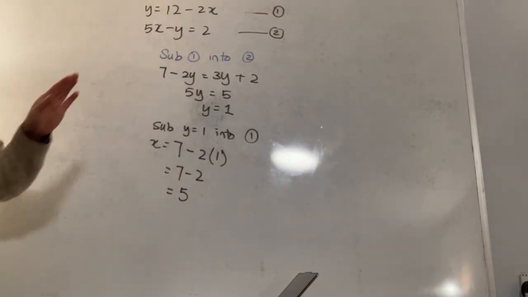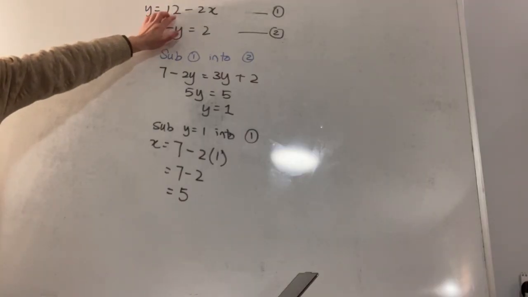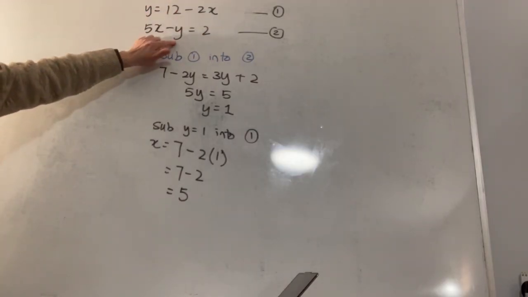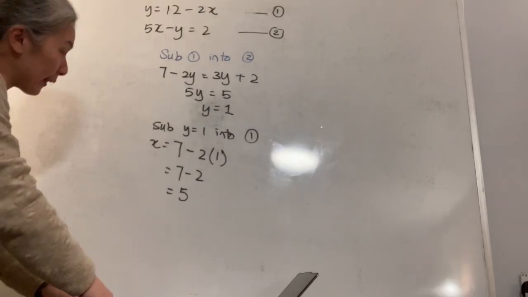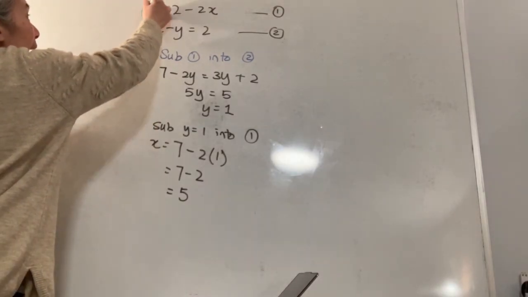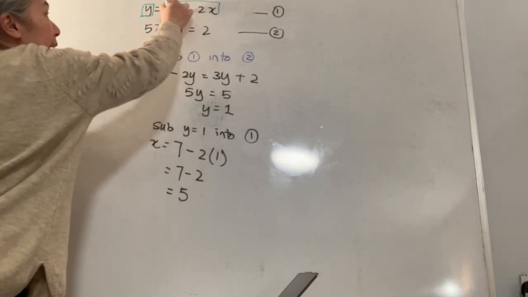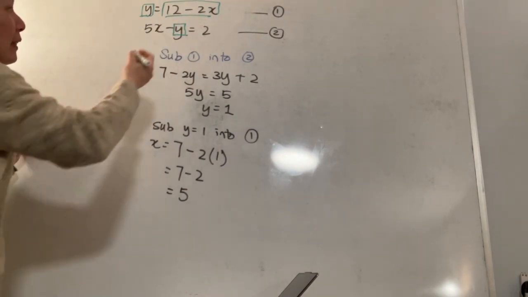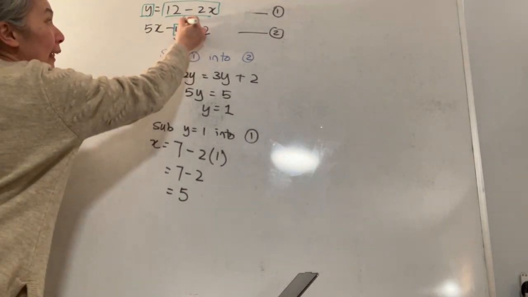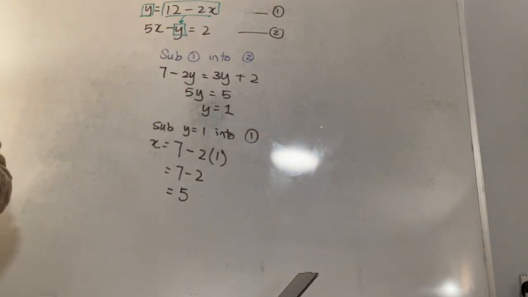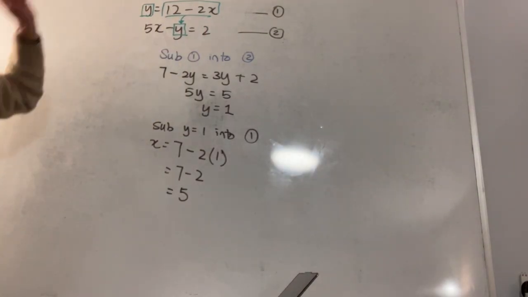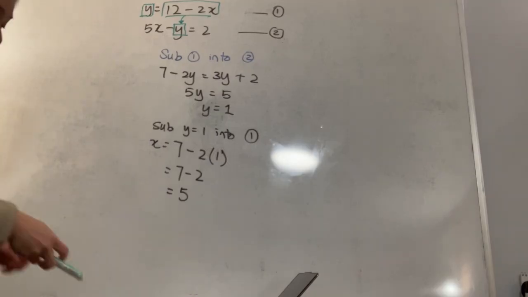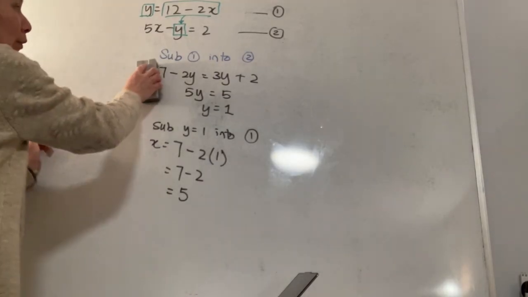Okay, so you have y equal to. I'm going to sub number 1 into this, this is my box, right? So this is the y, and this is the y in here. That means I can drop this thing in here, because that is a y. Y can be replaced by 12 minus 2x. So again, I still sub 1 into 2.